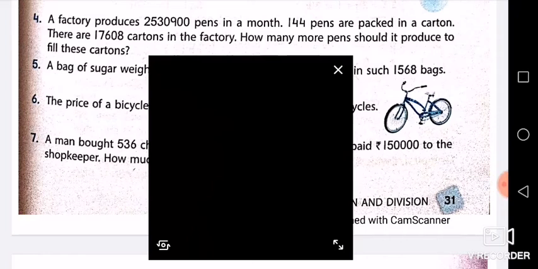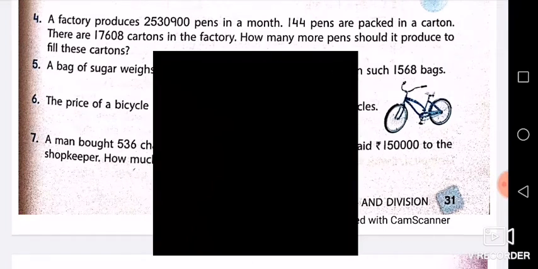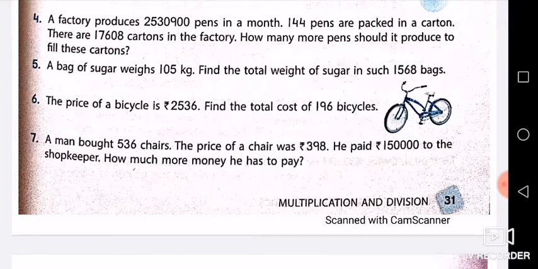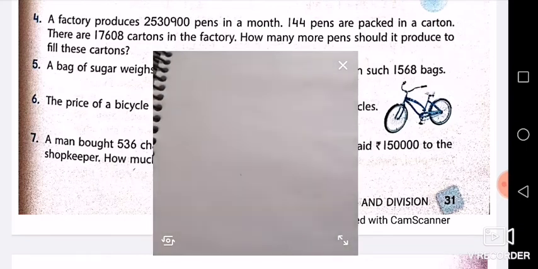By doing it yourself only, that concept will be clear to you all, beta. If you will not do it, you won't be able to understand it. So let's start.